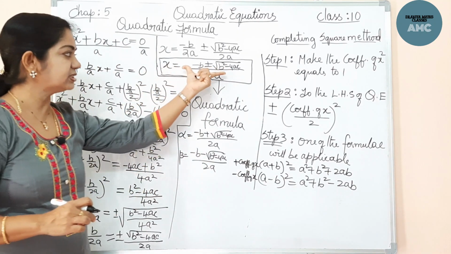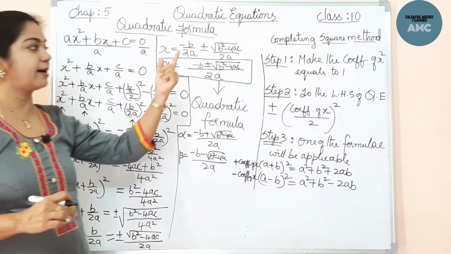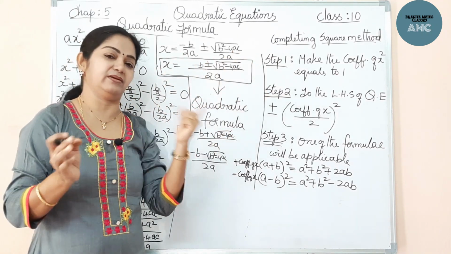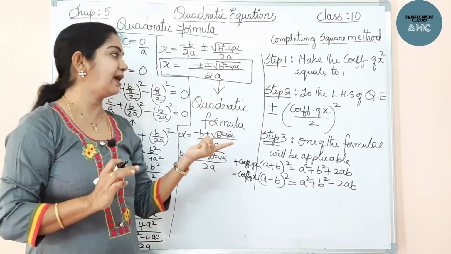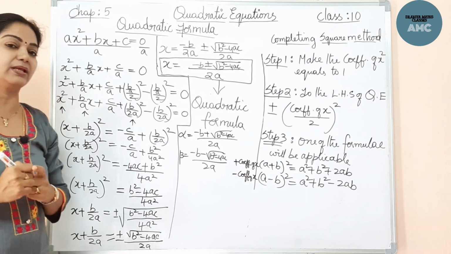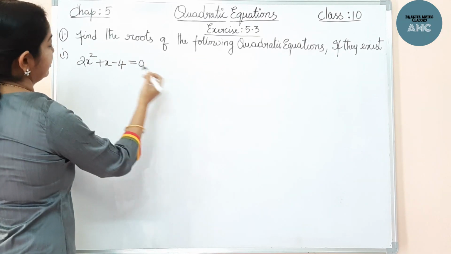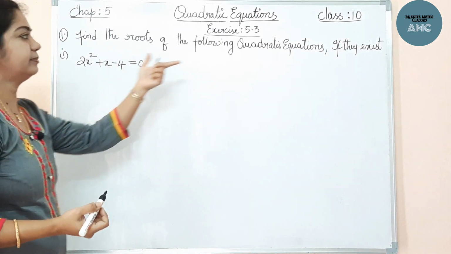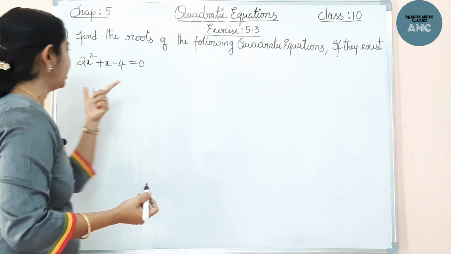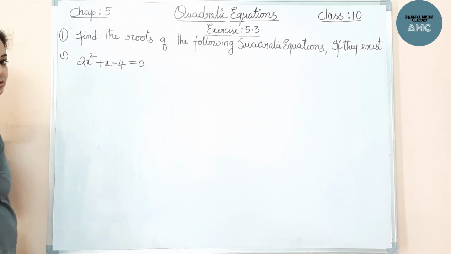Okay, remember this formula, and we will be applying this formula as well as the completing square method, any method which is applicable. We will be applying it and doing the exercise problems. Pause the video and quickly copy down. Find the roots of the following quadratic equation if they exist. This is the first problem in exercise 5.3, right? Given 2x square plus x minus 4 equal to 0.